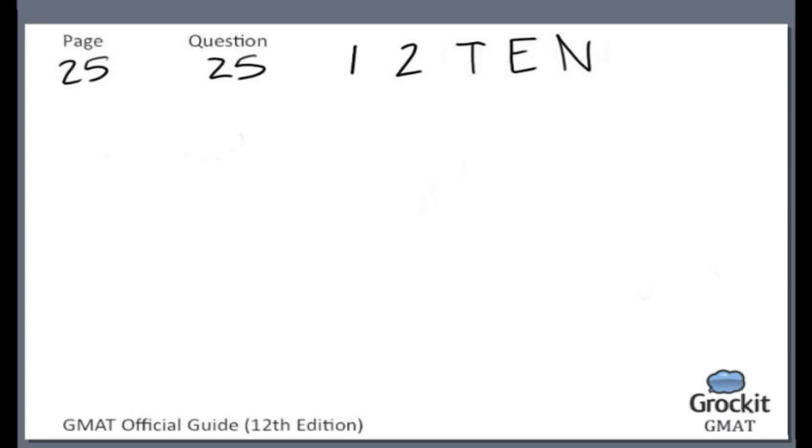So number 25: if the units digit of integer n is greater than 2, what is the units digit of n? It's always a good idea to do a little bit of prediction before you tackle the statements, to determine what would be sufficient, so that you can recognize it when you see it. In this particular case, we really just need to know what integer n is to be able to answer the question about the units digit.